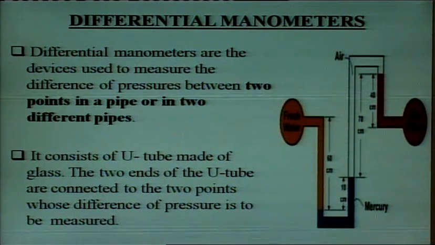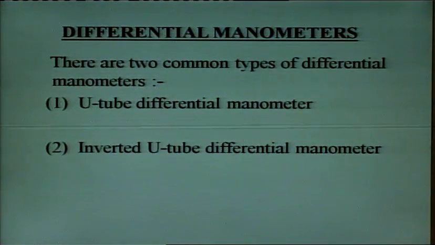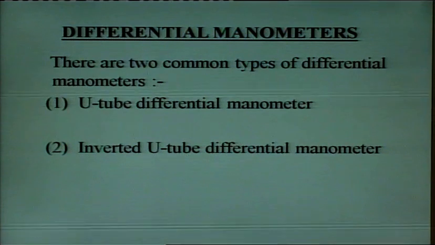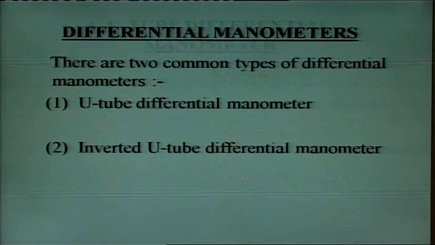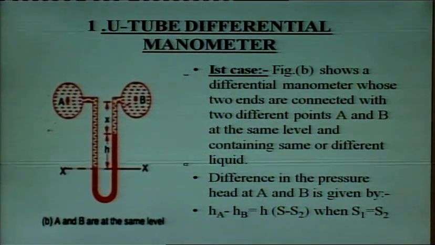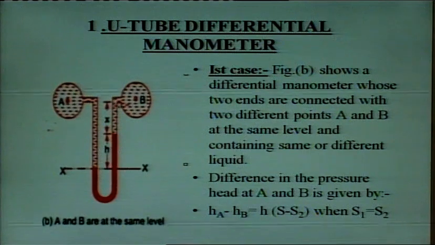It consists of a U tube made up of glass. The 2 ends of the U tube are connected to the 2 points where difference of pressure is to be measured. There are 2 common types of differential manometers, U tube and inverted U tube differential manometer. First is the U tube differential manometer, a U tube which is connected to the 2 ends, A and B. The figure shows the differential manometer whose 2 ends are connected with 2 different points A and B at the same level and contain the same or different liquid.